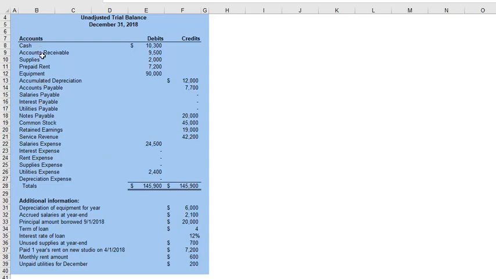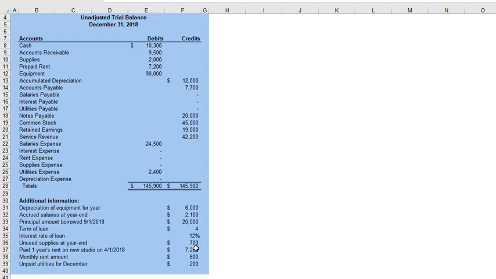When we come up here and look, as of December 31st, 2018, we have a supplies balance of $2,000. What we do is go after the end of the year and count how many supplies are in the room. We go in and count, and we see we have $700 worth of supplies in the room.